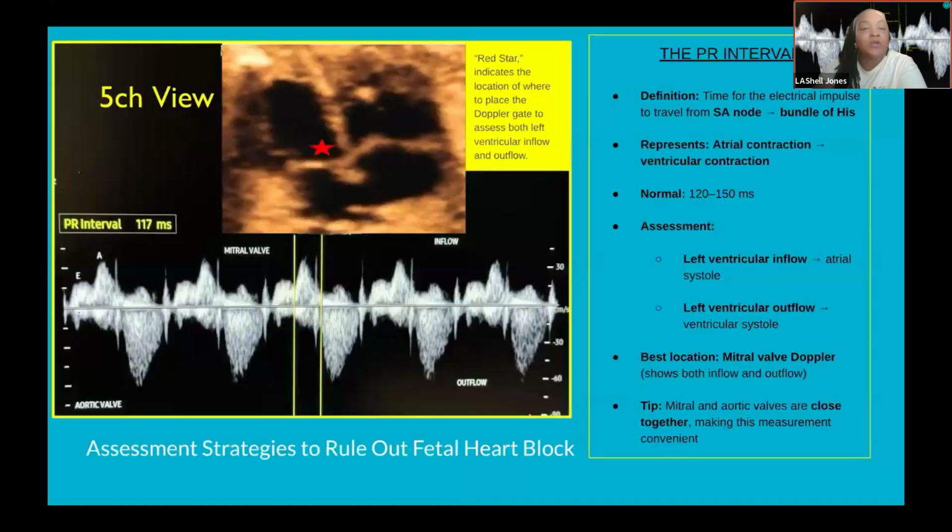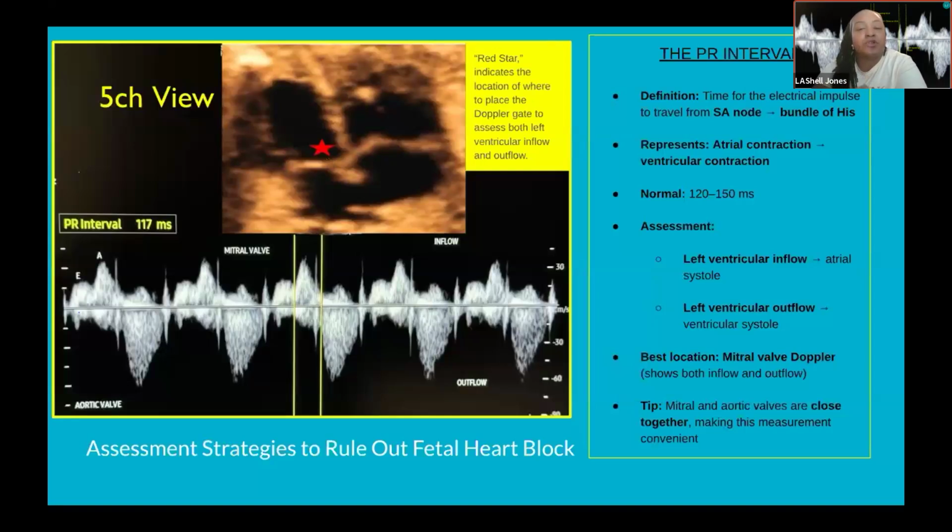Now let's take a look at how to assess for a heart block. You'll assess for a heart block by doing a PR interval. PR interval is routinely done at my office because we have a lot of cases of mothers with SSA antibodies or lupus patients. And so we're routinely doing PR intervals throughout her entire pregnancy. It's very simple. You want to get a nice 4-chamber view just like that. And you want to place your pulse Doppler sample gate right where you're almost going to get the 5-chamber view, exactly as it's seen here.